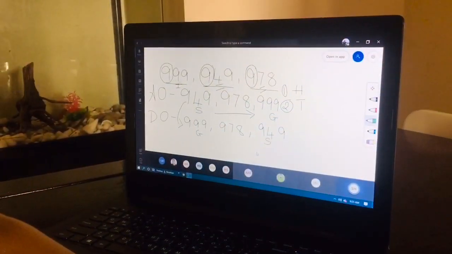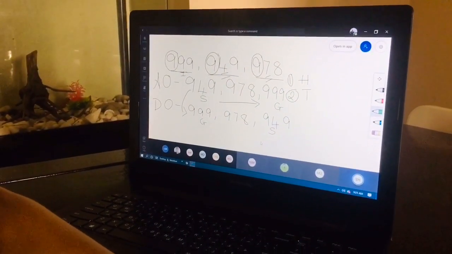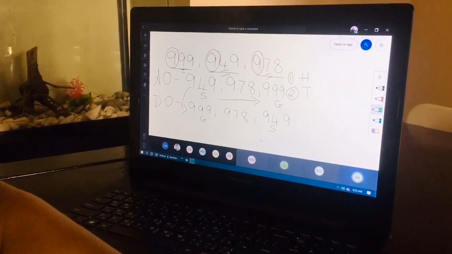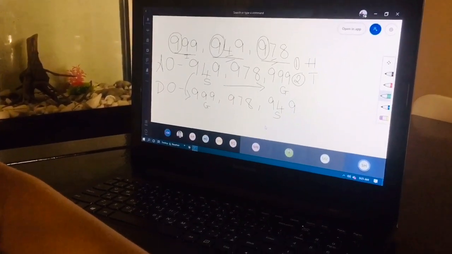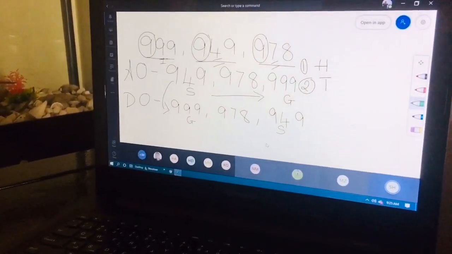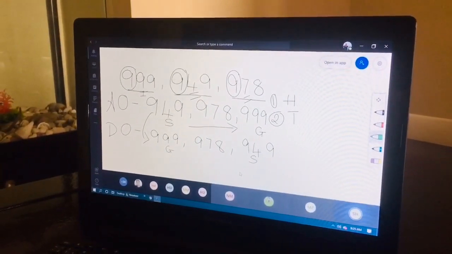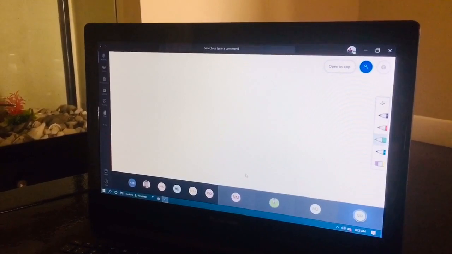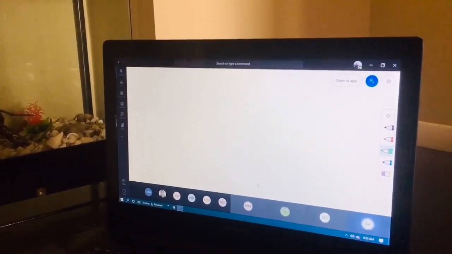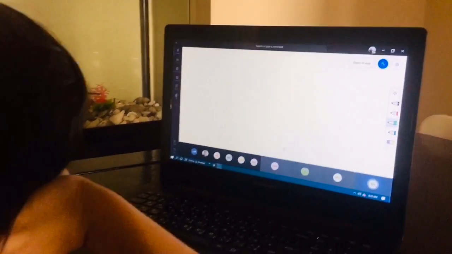All descending order. So when we write smallest to the greatest, it is ascending order, and from greatest to the smaller it is descending order. So quickly let us take another number and we'll go and check our PPT. Okay, now I will quickly have Fiona and Sanjana online.